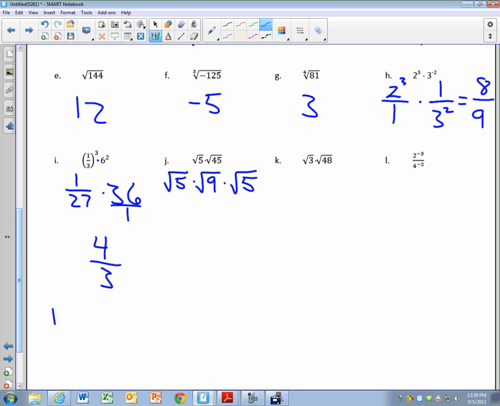Well, when you do that, you see they share a square root of 5 in common. What's the square root of 5 times the square root of 5? Square root of 25, which is 5. What's the square root of 9? And 5 times 3 is 15. Excellent. What is the other way to do the problem?